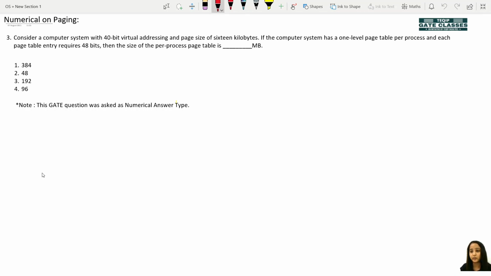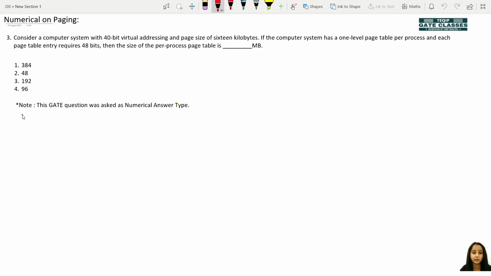You can pause the video and try this numerical by yourself. You can pause it and try it. Otherwise, you can see the solution after trying. But first try to solve the question yourself.